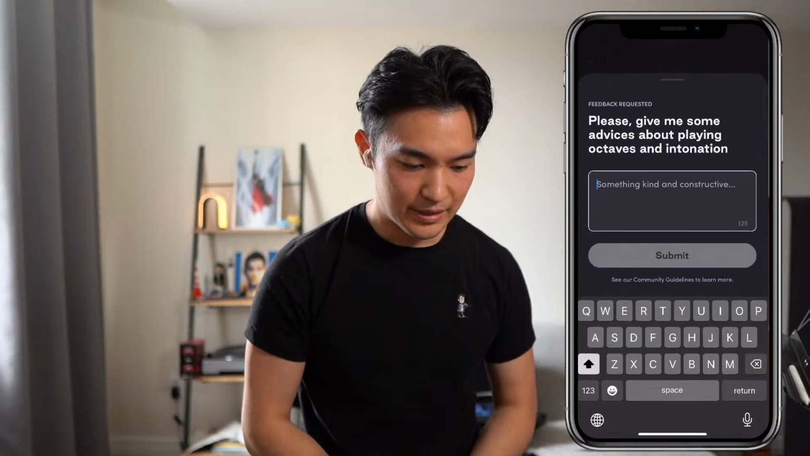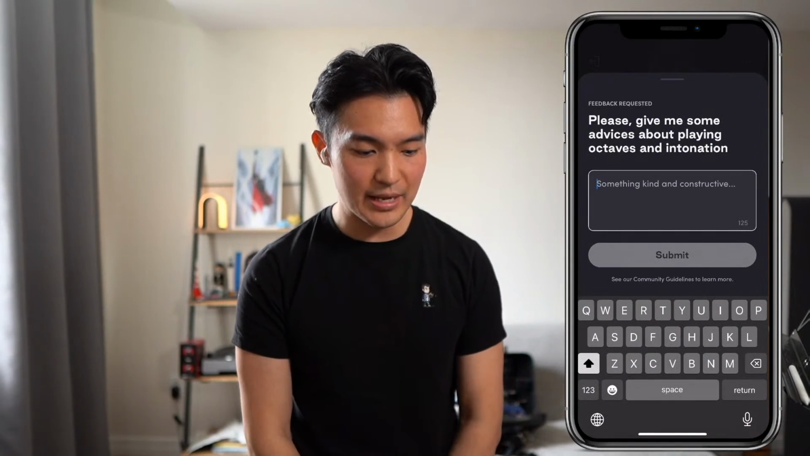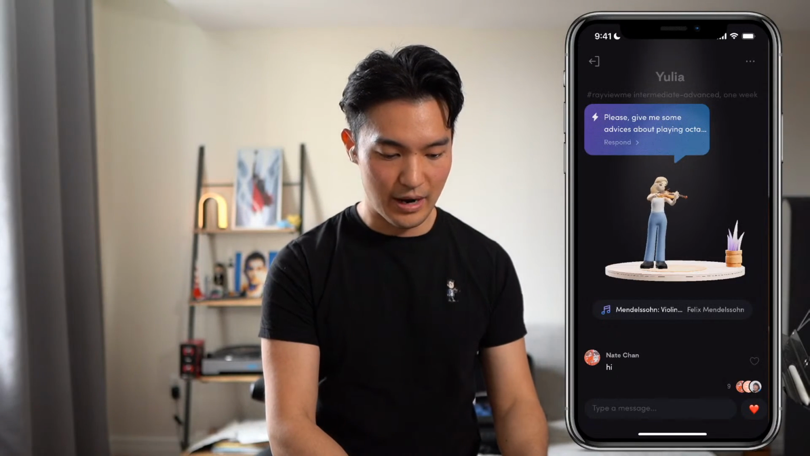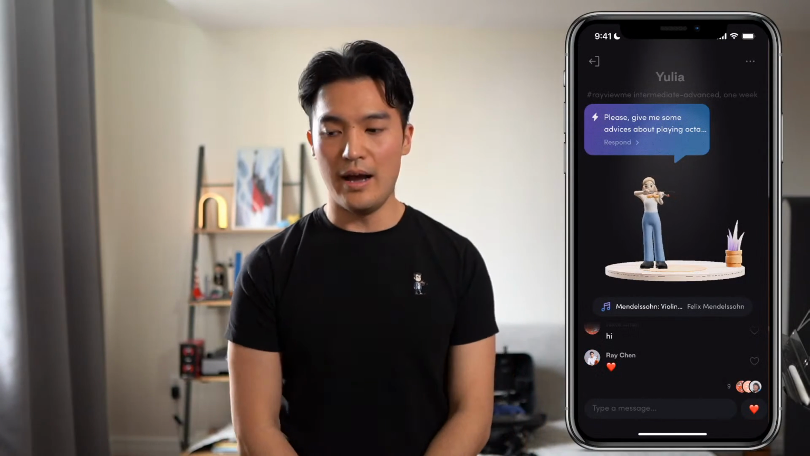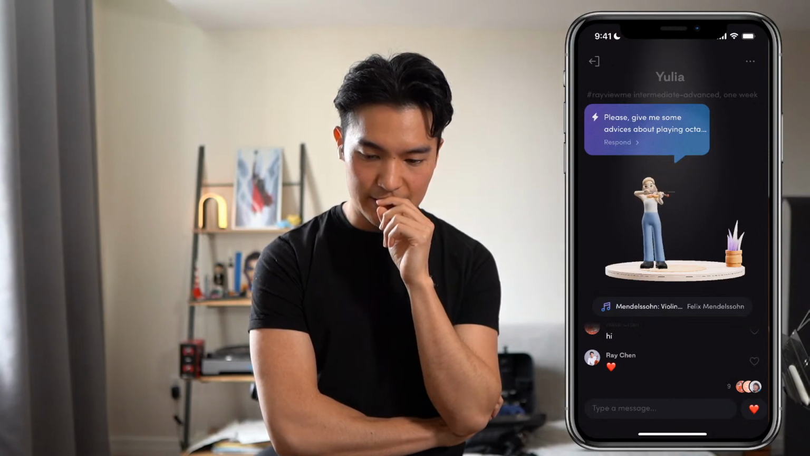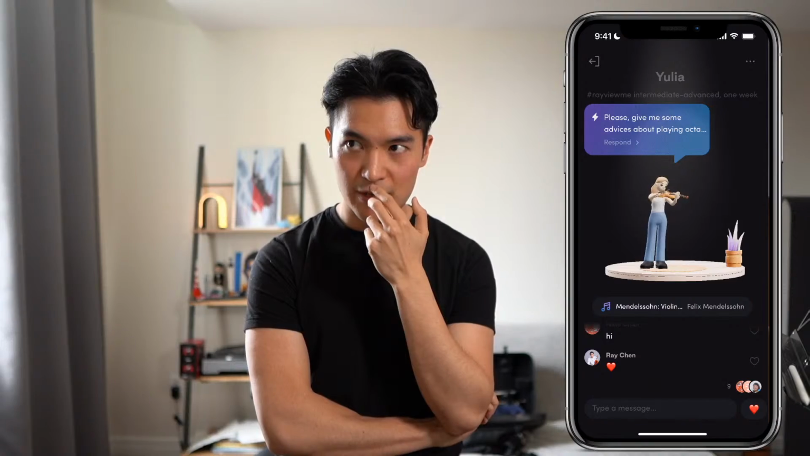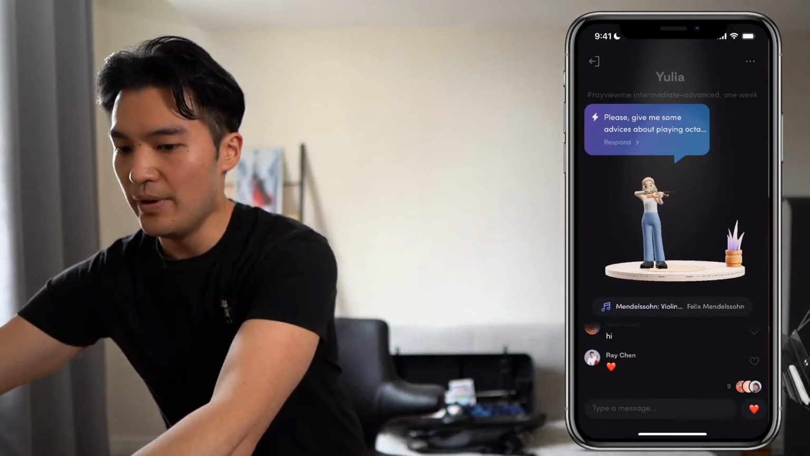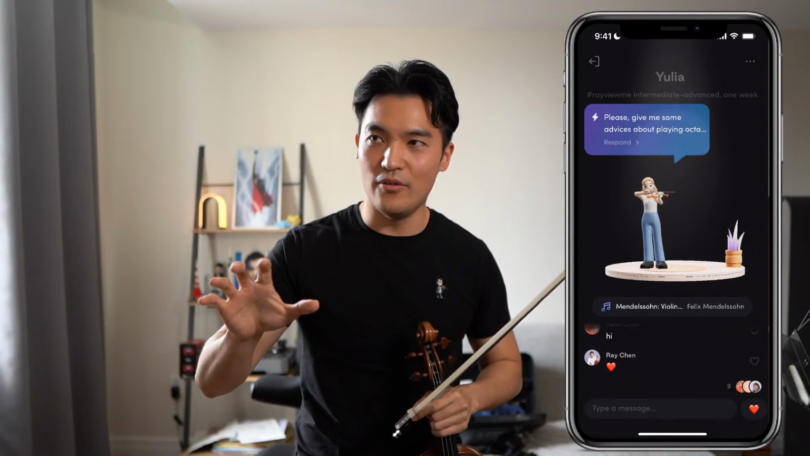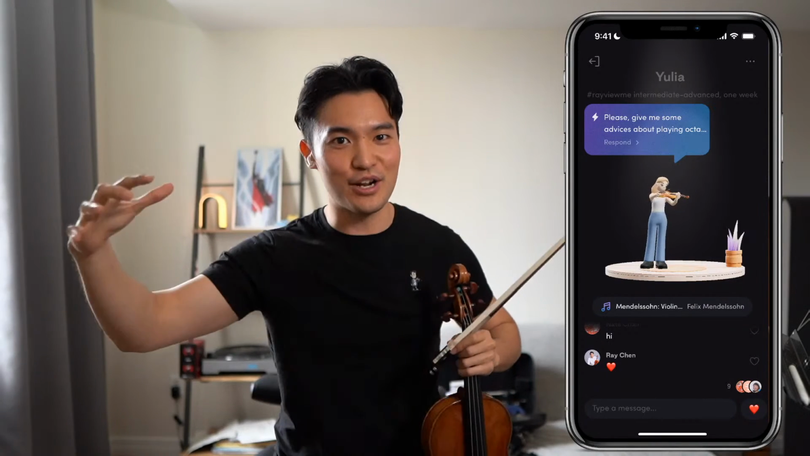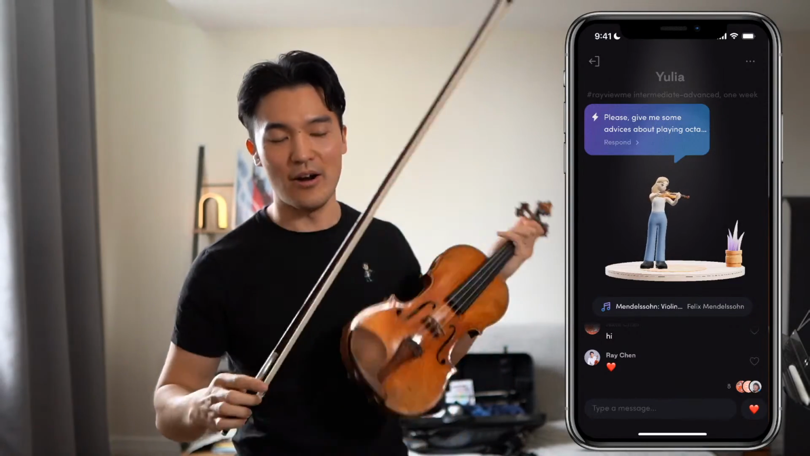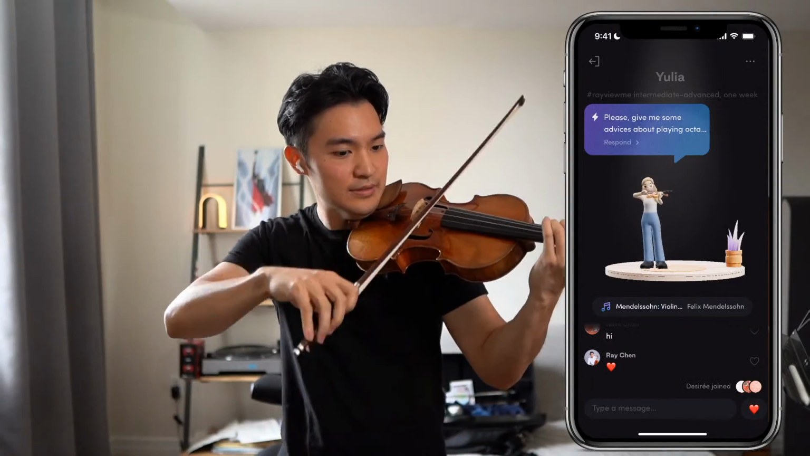Okay, so this is, please give me some advice about playing octaves and intonation. Okay, cool. All right, so we're in Yulia's studio. Advice about octaves and playing in tune. I think that's 2 questions. So I'm going to start with octaves in tune. I'm just going to combine the 2 questions together.